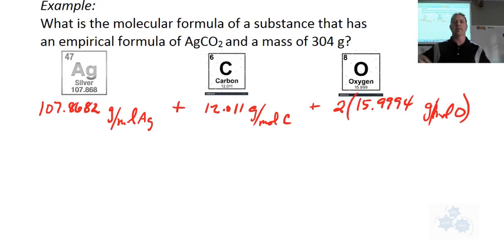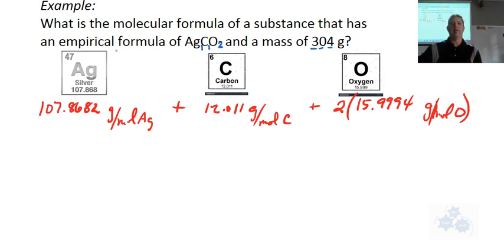So the example says this: what is the molecular formula of a substance that has an empirical formula of AgCO2? Now notice this is Ag1, C1, and O2. That's the lowest, the simplest ratio of those elements in that compound. But the actual mass, they said, is 304 grams. So this is how you do this. You find empirical formula first, and again, if you need to watch that other lesson on finding empirical formula, you have to do that first. If they give you the empirical formula and the actual mass, then this is how you do the question.